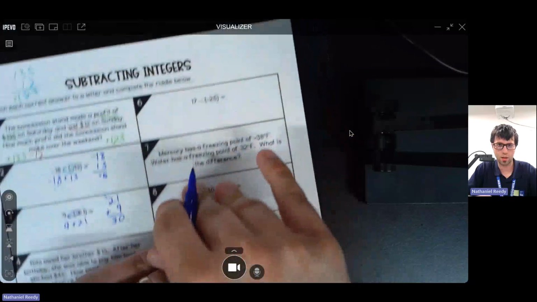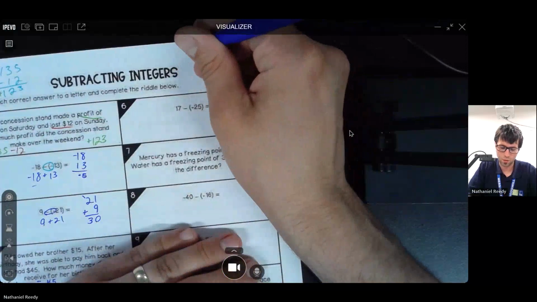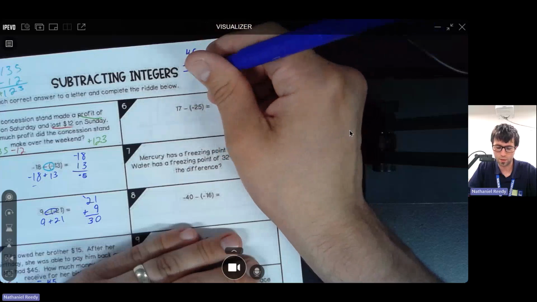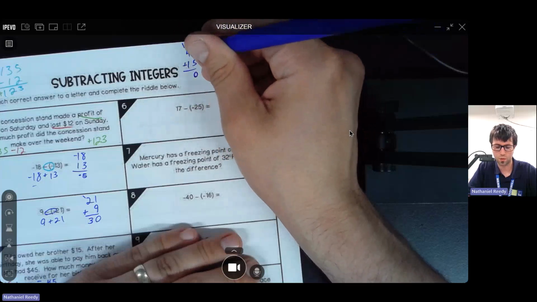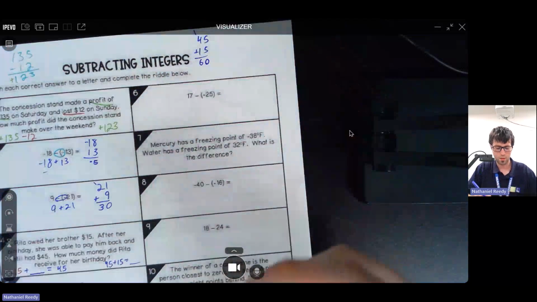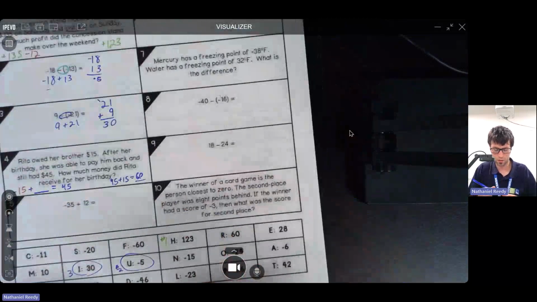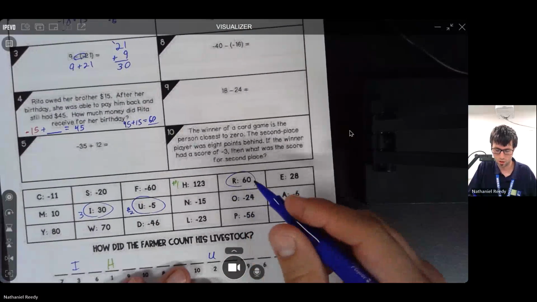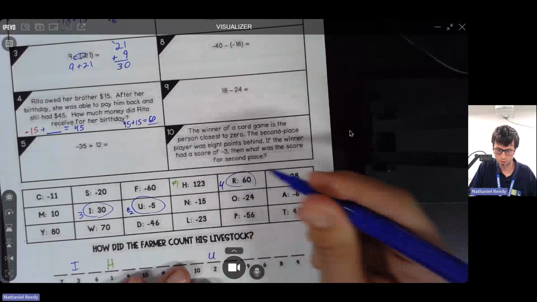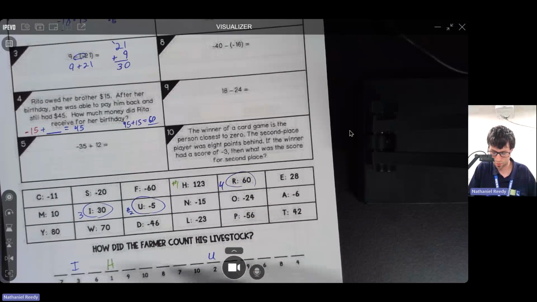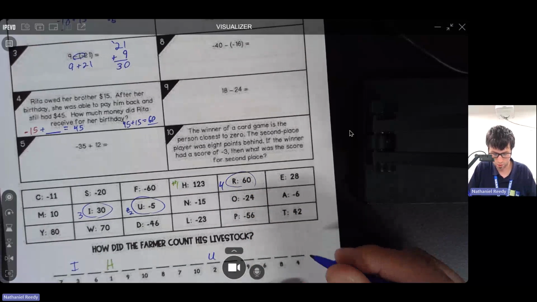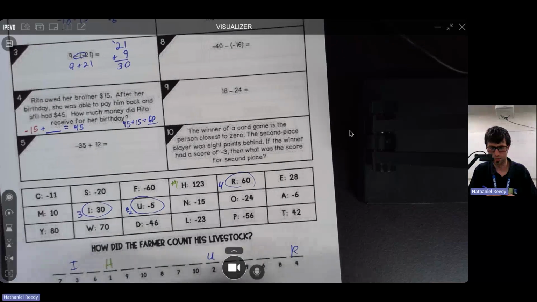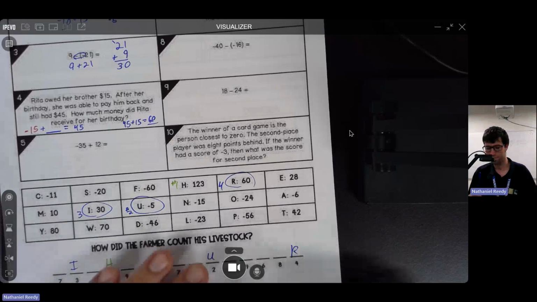Okay, so I'm gonna move up here again. So 45 plus 15. 5 plus 5 is 10, carry the 1, 1 plus 4 is 5, 5 plus 1 is 6. So this one is $60. So 60 R, that's the answer to number 4. So R, 4, oh, 4 is R. But that's the only one. Okay.